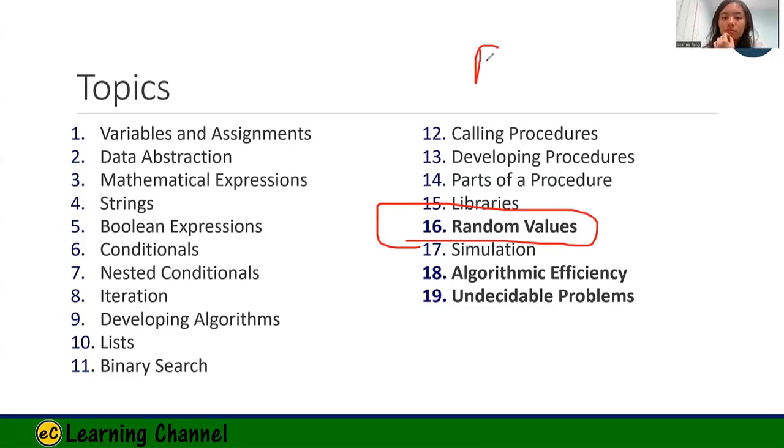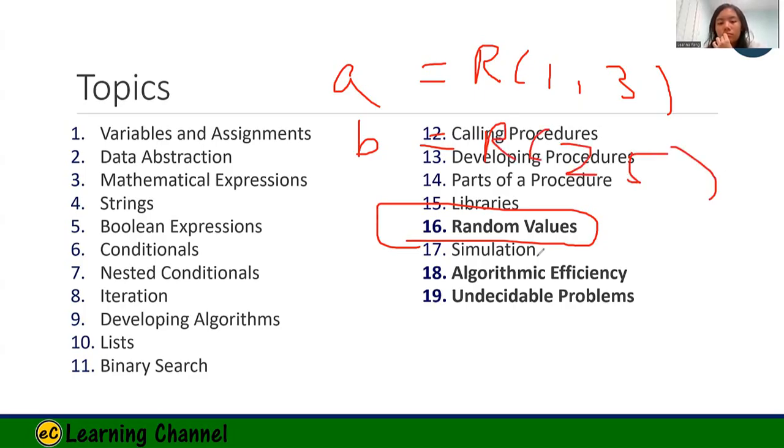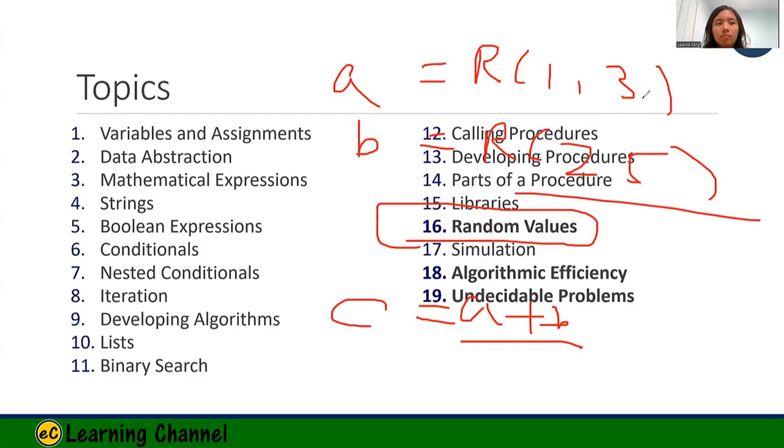Random numbers, so when you have a random of 1 to 3, let's assume that this one generates A, and then B is random of 2 and 5. So when you have A plus B, and this one is C, C's range will be the largest one plus the largest one. So it would be what? 8. The smaller one is 1 plus 2, that actually is 3. So your C's range will be from 3 to 8. Is that okay?